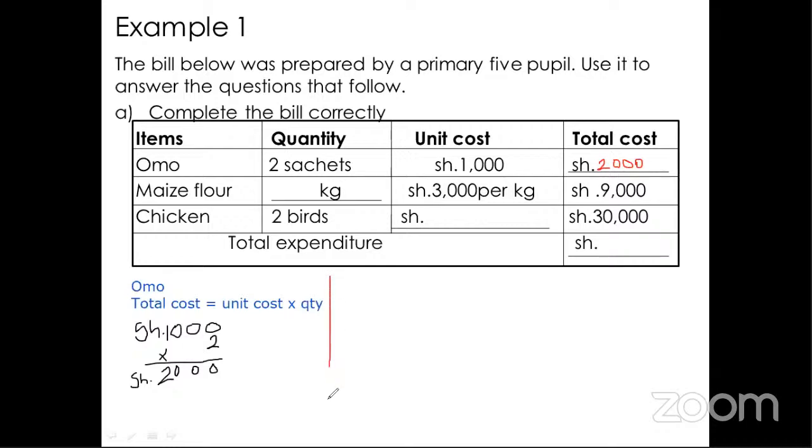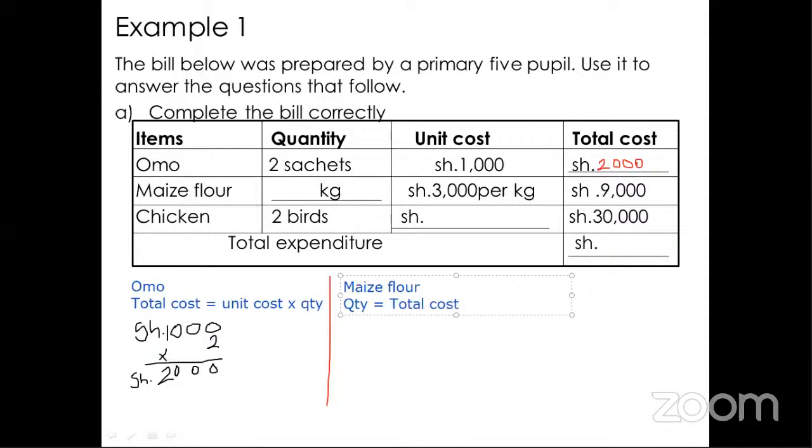Then you rule this. The space is given to you. Utilize it properly. So you come to the second item, which is maize flour. You come here and write your maize flour like that. Okay. So maize flour, what is missing? What do you want from maize flour? I want quantity. So quantity for maize flour, let me write quantity in short form. Quantity here, we are going to have total cost.